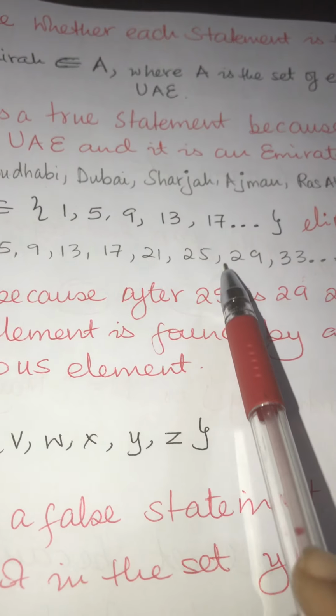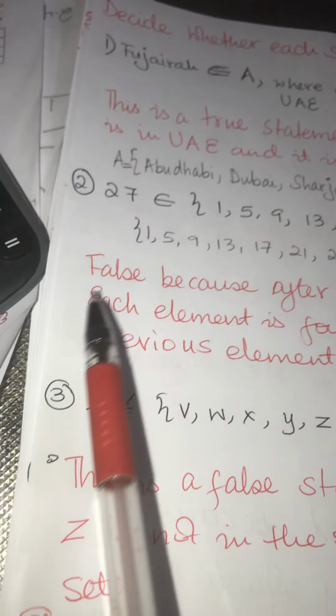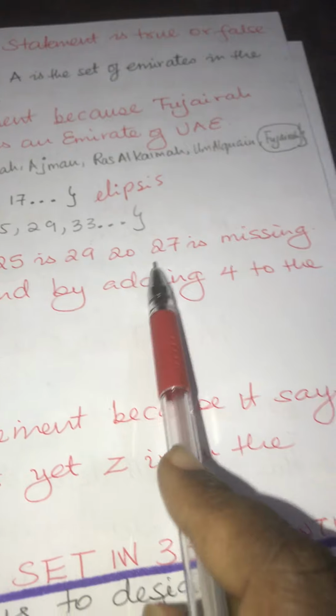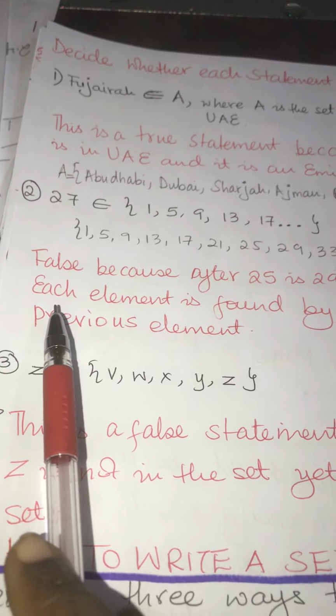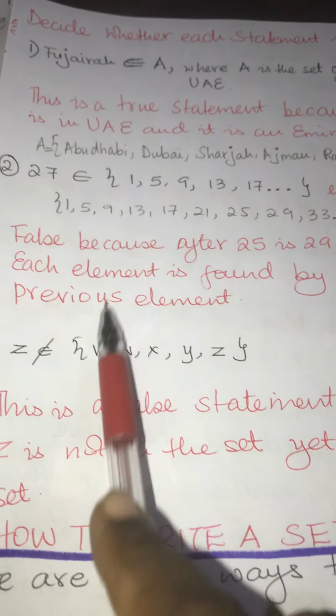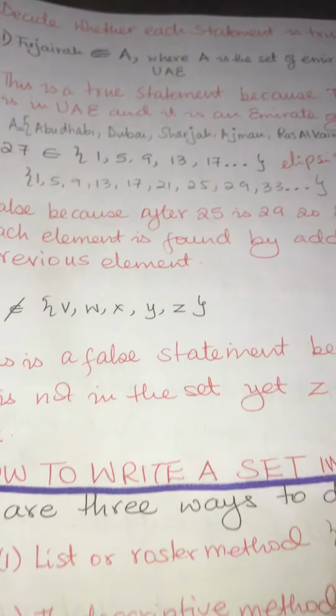So I already checked. 27 is missing. So this is false because after 25 is 29. So 27 is missing. And each element is found by adding 4 to the previous element. So this is false because 27 is missing.